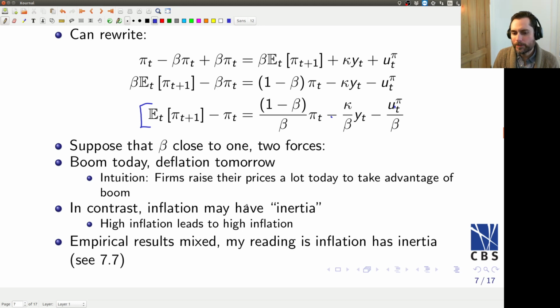In contrast, we might also have inertia. So if there's high inflation today, we might expect there also to be high inflation tomorrow. And it enters through this term beta. So you can see that here, if beta is getting very close to 1, then this is 0. If beta is very close to 0, then this is getting close to infinity.